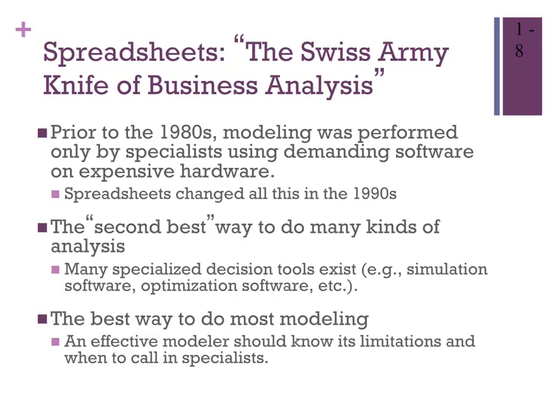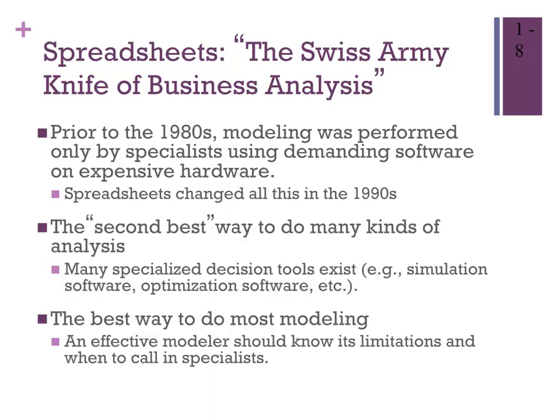Prior to the 1980s, modeling was performed only by specialists using demanding software on expensive hardware. Generally, models were programs written from scratch by specialists who were programmers and mathematicians and trained in business, and very few other people understood them. With the advent of spreadsheets, namely VisiCalc and later Lotus 123, this all changed. And by the 1990s, spreadsheets were generally the way business modeling was done.